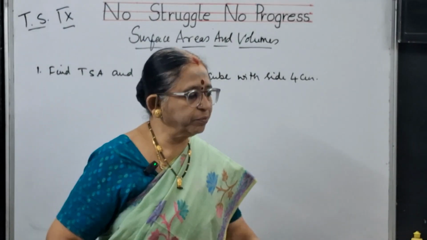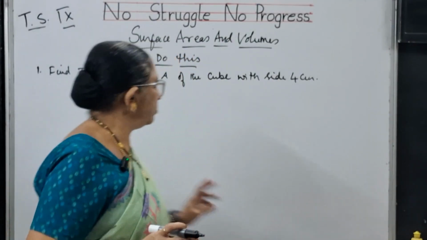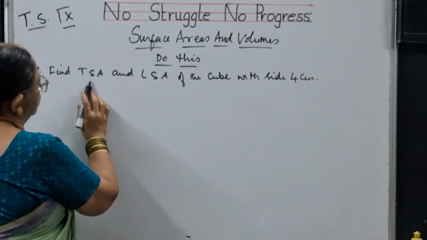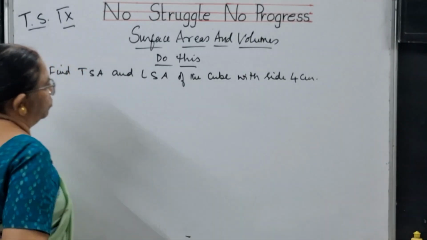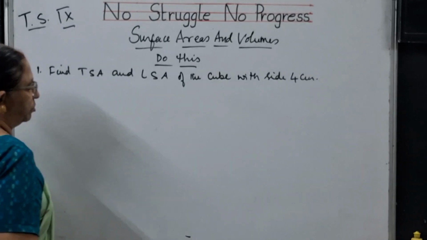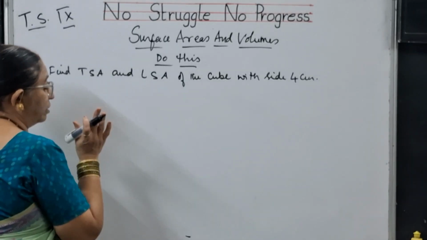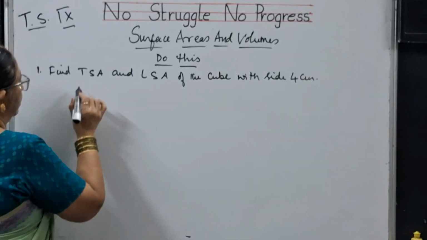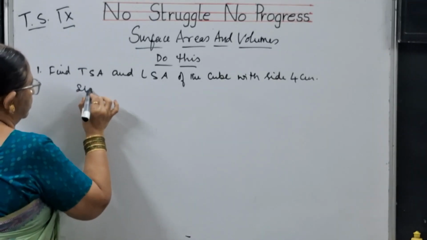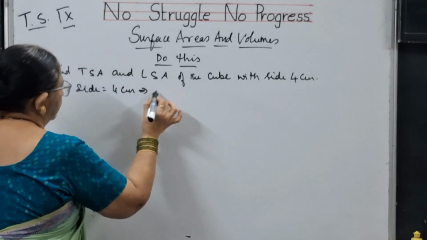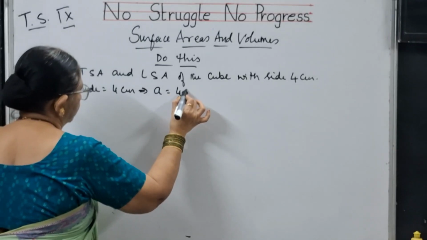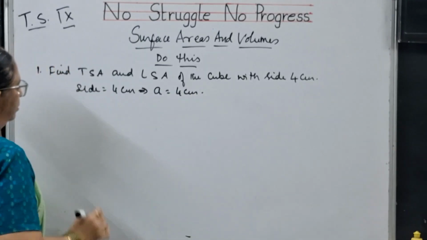Now do these sums, children. In this, do this sum. Find the total surface area and lateral surface area of a cube with side 4 centimeters. So by using the same formula which you have done, the side is 4 centimeters. It is given. What does this imply? a is equal to 4 centimeters.